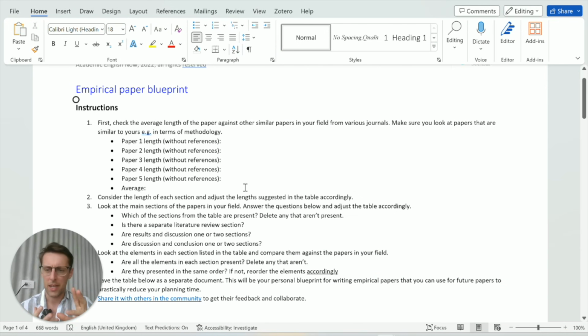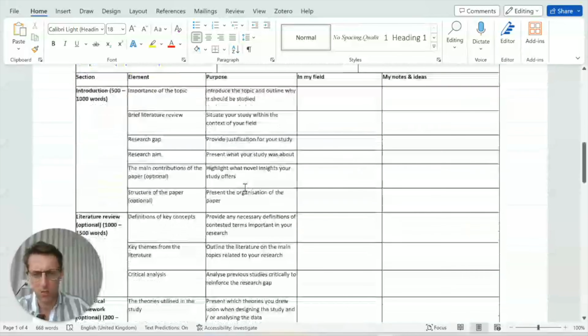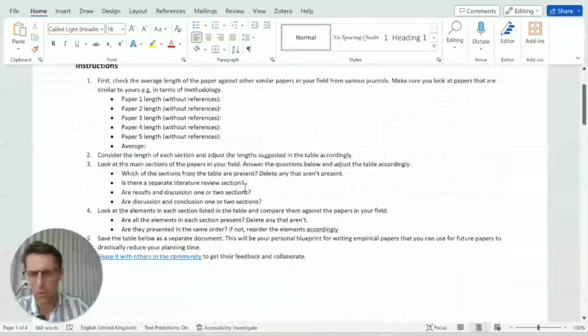So yeah, the second secret really to publishing in high impact journals is the language, the structure, right? And this can be very easily achieved with a blueprint. And I've got a blueprint like this for you. Again, it comes from my program, Research Paper Mastery.